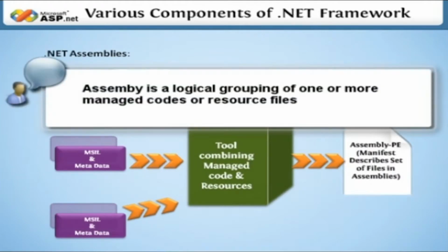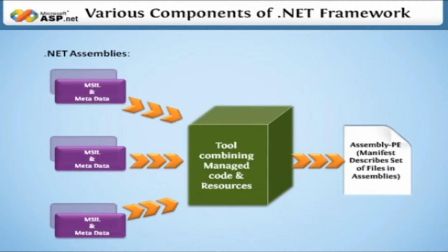Assemblies. Assembly is a logical grouping of one or more managed codes or resource files. In this figure, we are passing the file names of some managed modules and resources, or data files, to a common tool. This tool produces a single PE, a portable executable file, that represents the logical grouping of files. This PE file contains a block of data called the manifest, which is simply another set of metadata tables. Now, these tables describe the assembly.